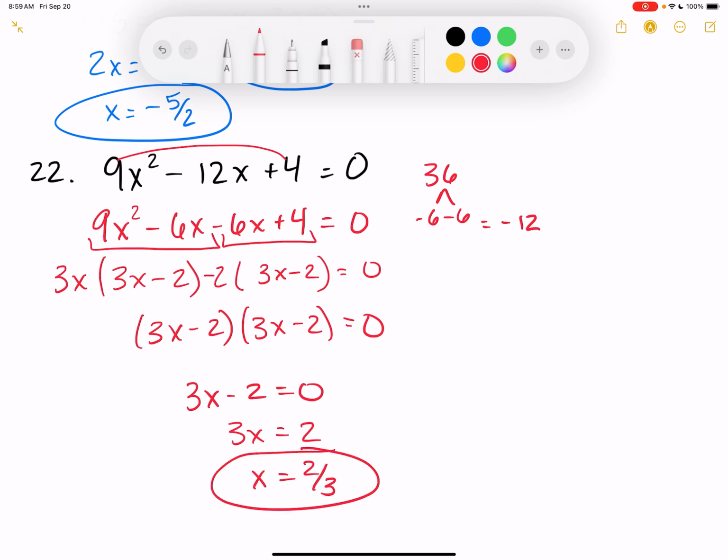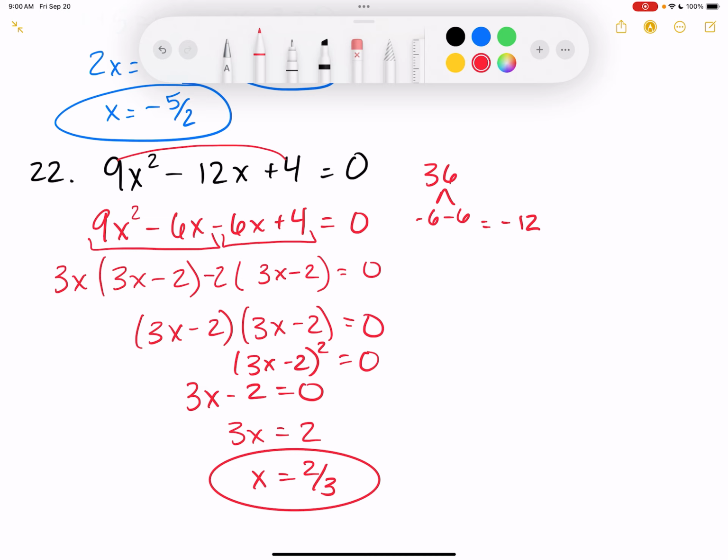This is more for future reference, not so much for right now, but we would have a double 0 at 2/3, which just means there are two factors there. Essentially this is the same as 3x minus 2 squared equals 0, and so we just get rid of the square. Take the square root of both sides, and the square root of 0 is 0.